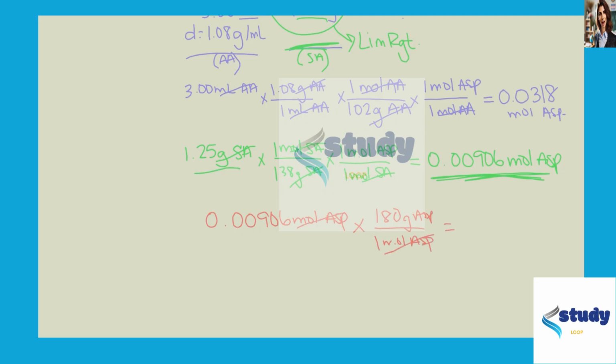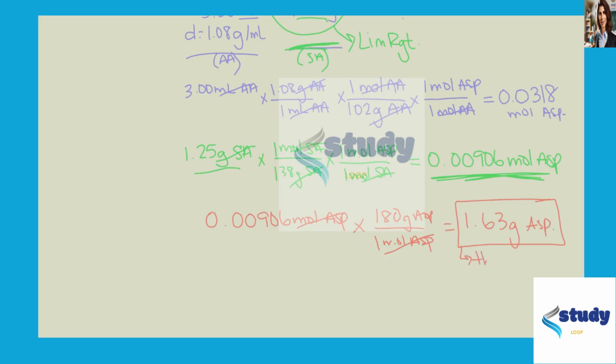Moles cancel out. Take 0.00906 times 180, and you'll get 1.63 grams of aspirin. So this is going to be our theoretical yield. That is if 100% of it was produced and all of the salicylic acid was consumed. This is the maximum amount of aspirin that we could get if everything went perfectly.